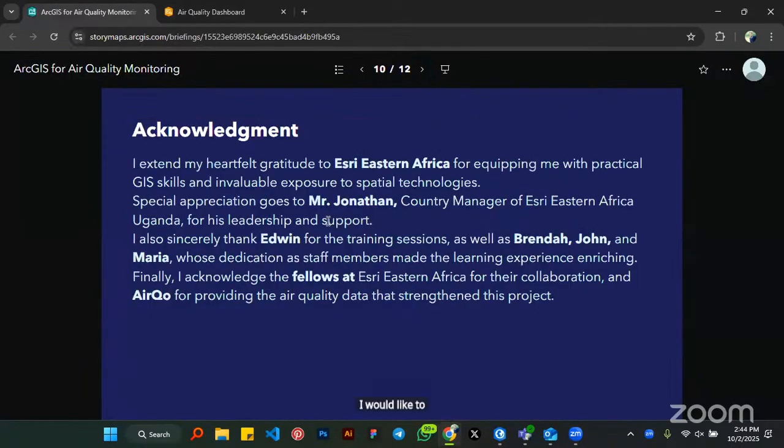I would like to acknowledge and extend my heartfelt gratitude to Esri South Africa for equipping me with these skills that I believe are going to be so good, and I'm going to use them to even develop more solutions. I would like to send my special thanks to Mr. Jonathan, the country manager of Esri Eastern Africa. And I would also like to appreciate Mr. Edwin for the training sessions we have had, as well as Brenda, June, and Maria, who are dedicated staff and made my learning experience so nice and enriching. And finally, I would like to acknowledge and appreciate my fellows that I've been training with at Esri South Africa for their collaboration, and finally, the Air Corps for providing the data quality that strengthened this project.